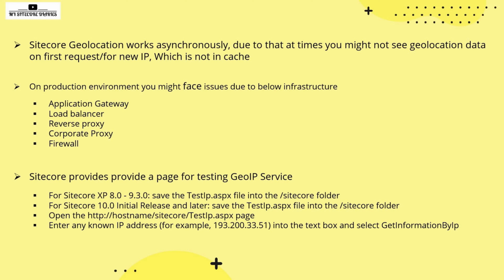You can enter any known IP address in the text box, and then select the geo information by IP. It will give the result. So these are the things you need to take care of. There might be challenges while integrating with the GeoIP service: it is an asynchronous service, so you will not get data synchronously. Then there might be problems with your infrastructure. You might need to check your application gateway, load balancer, reverse proxy, corporate proxy, and firewall rules, which might be blocking it. And there is a page provided by Sitecore for testing the GeoIP service.